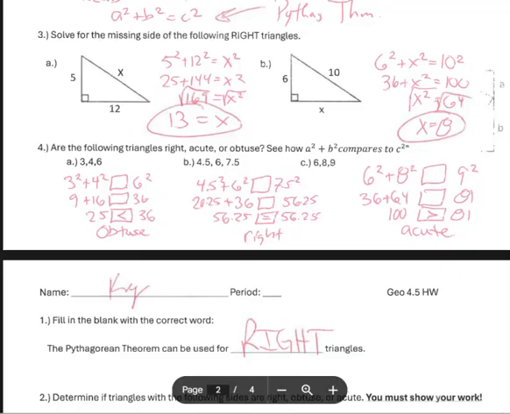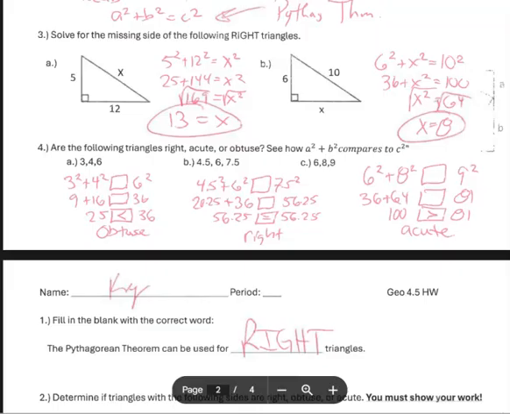Now, on number 4, we are just trying to figure out, does a squared plus b squared equal c squared? Because if so, it's right. If not, we have to think a little bit and ask, did the c get bigger or did the c get smaller, to find out if it is acute or obtuse. So on the first one, you can see that a squared plus b squared does not equal c squared, that c squared got bigger, which means c got bigger. And if you have a right triangle where c gets bigger, it's going to be obtuse.